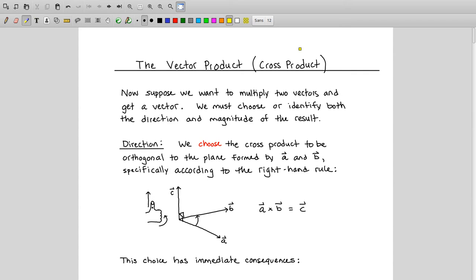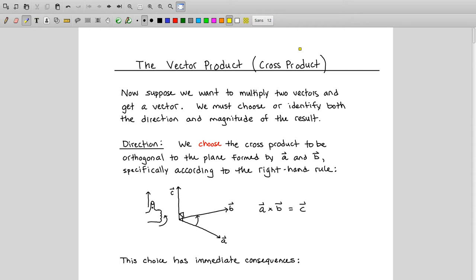In this video, we'll be talking about a second way to define a product of two vectors, where instead of asking that this product return a scalar, we ask that it return a vector. And consequently, this product is called the vector product. It's also called the cross product, a more common name.